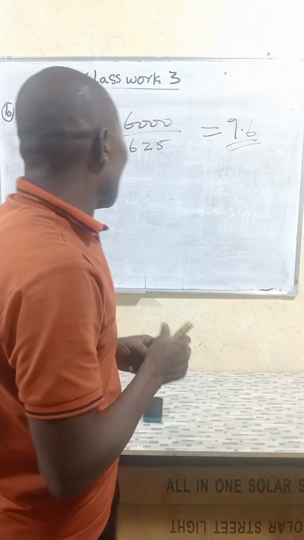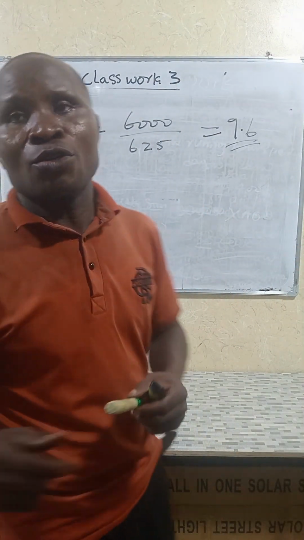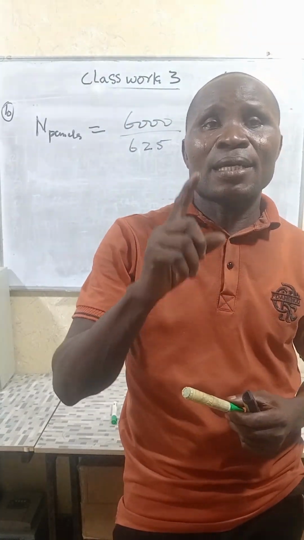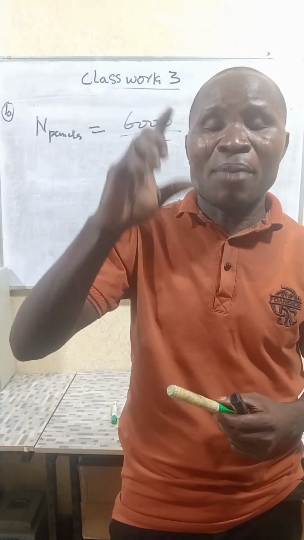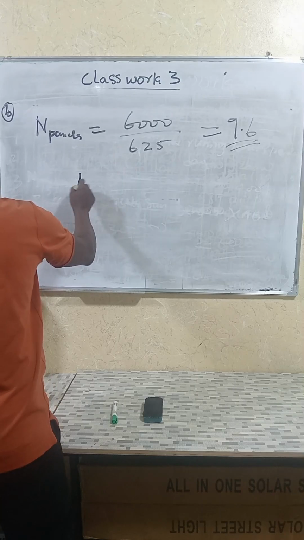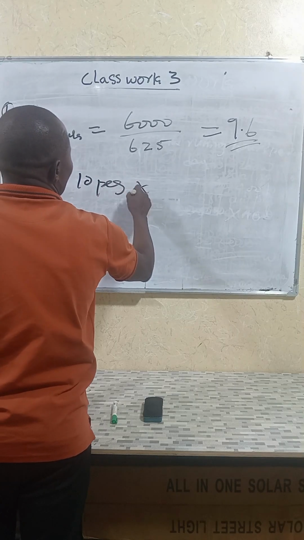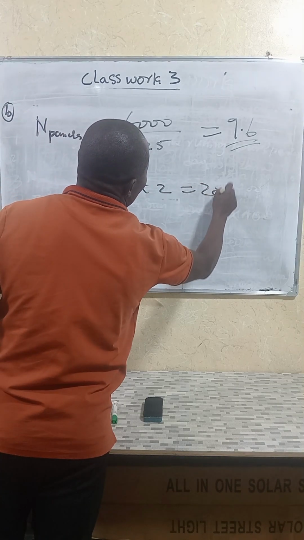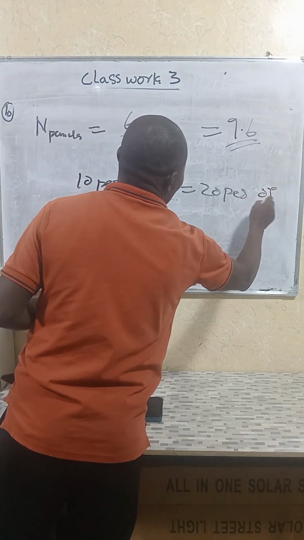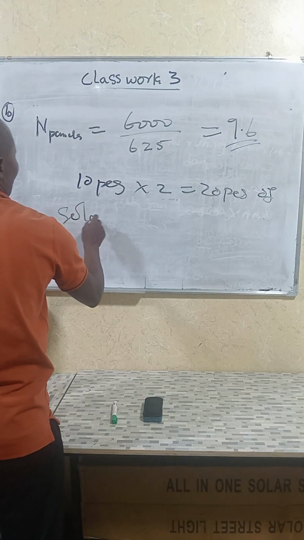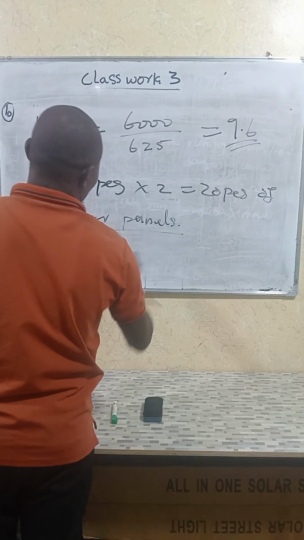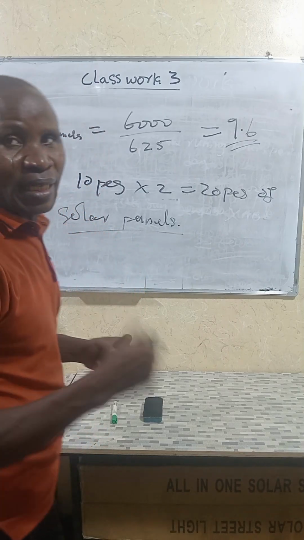So, because of that, our irradiance is almost 0.5, and as such, we multiply this total panel count, which is 10, by what? 2, to give us 20 pieces. So this 10 pieces times 2 will give you 20 pieces of solar panels for this installation.